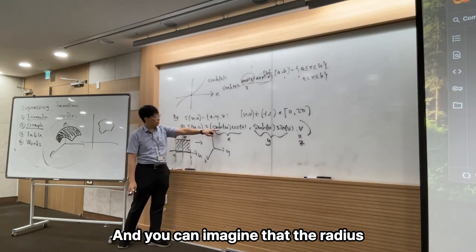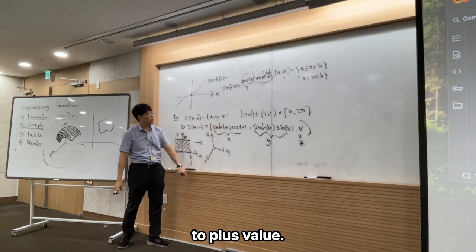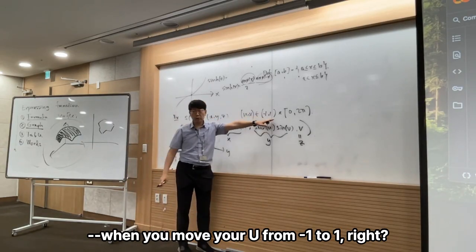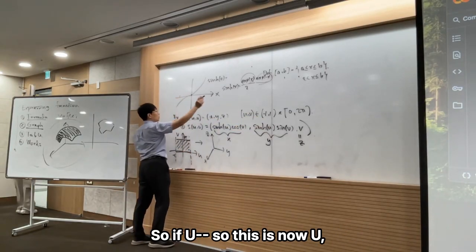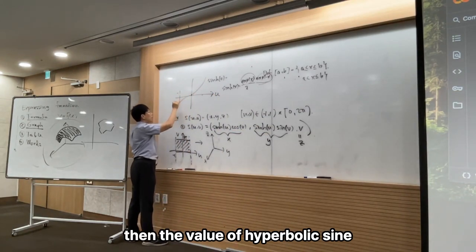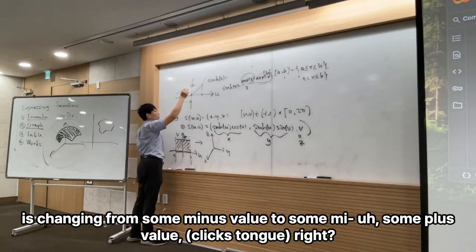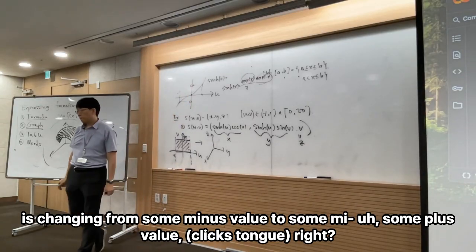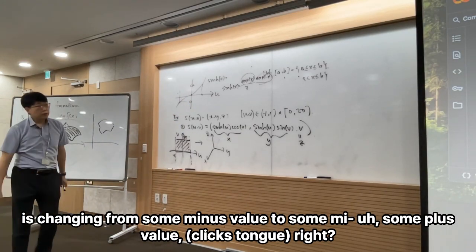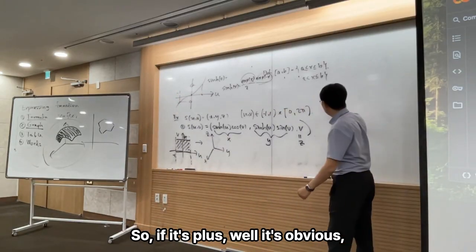And you can imagine that the radius is actually changing from minus value to plus value when you move your u from -1 to 1, right? So if this is now u, considered as u, -1 to 1, then the value of hyperbolic sine is changing from some minus value to some plus value, right? So if it's plus, well, it's obvious.